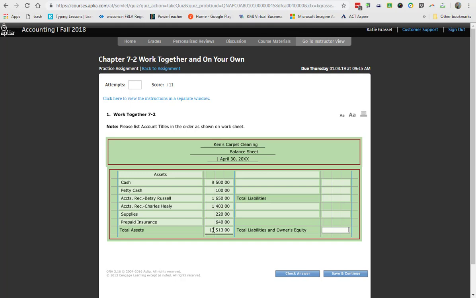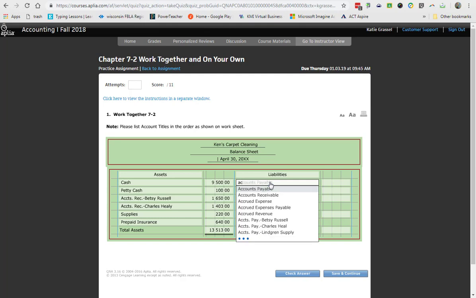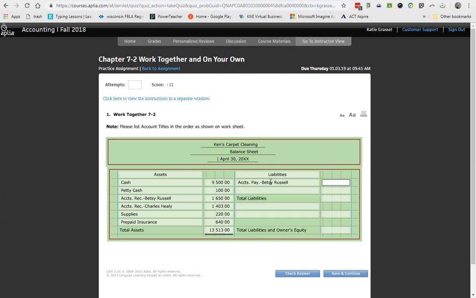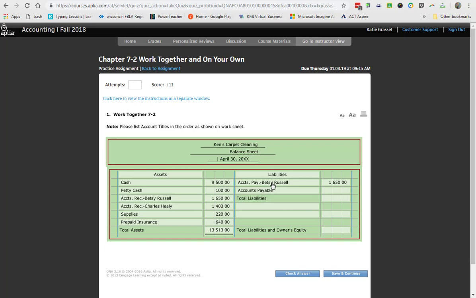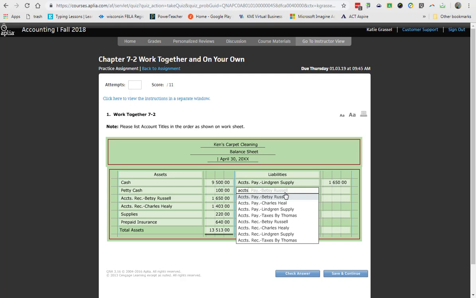I'm going to then move on to the right-hand side, which is going to be my liabilities, owner's equity. So the first thing I have to do is put my heading of liabilities. I have 2 liability accounts. Again, all liabilities can be identified because they say accounts payable. I'm going to do accounts payable Betsy Russell for $1,650. Lindgren Supply. I'm totally on the wrong spot here. Thank you for saying who. Then I'm going to do accounts payable taxes by Thomas.